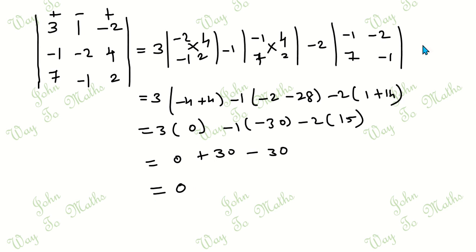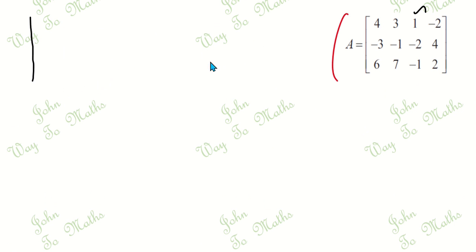Next I'm going to choose another 3 by 3 matrix. Next I'm going to choose the 3 by 3 matrix from the third column. So the third column becomes 1 -2 -1, then the fourth column -2 4 2, then the first column in cyclic order, so 4 -3 6.